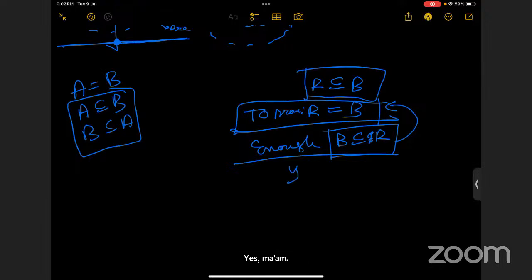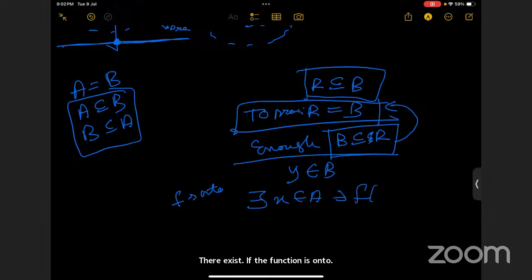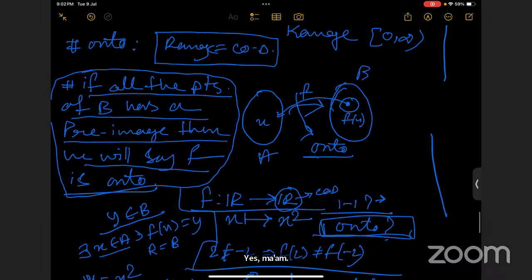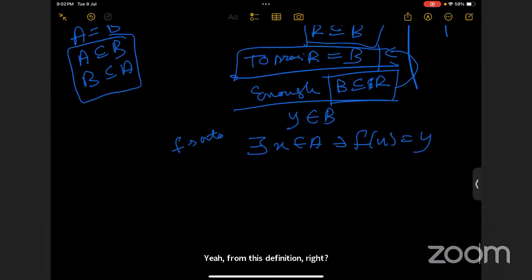So if we take any y from B, then if the function is onto, there exists x in A such that f of x equals y, right? From this definition. So that means this y will be in the range. So this is the proof.